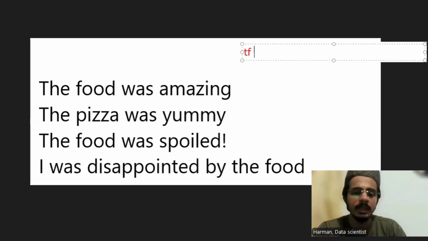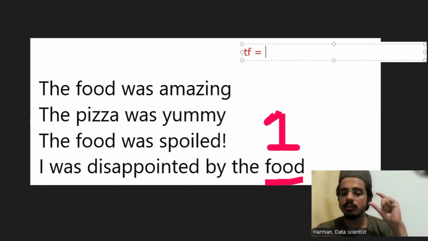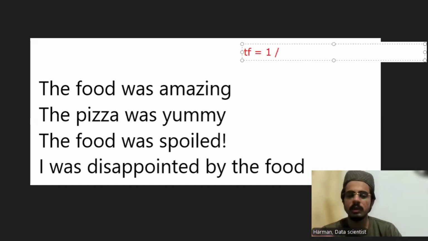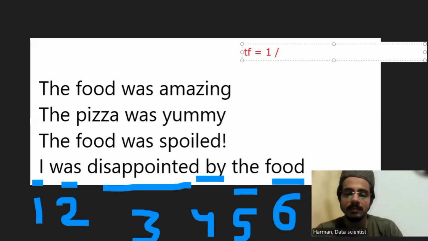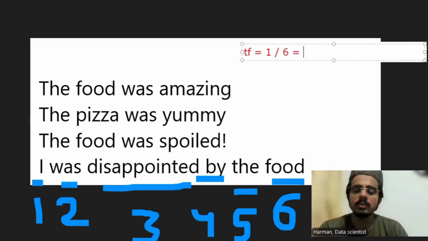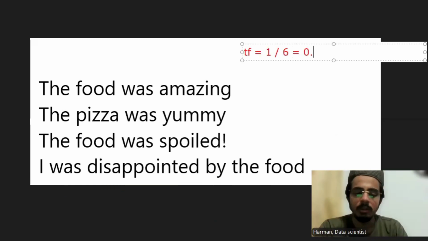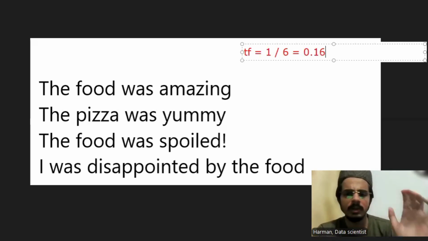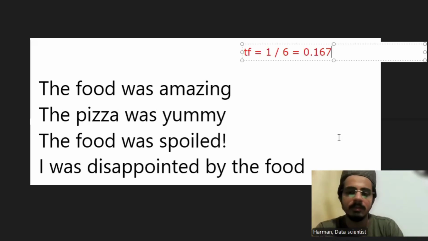So the term frequency will be how many times the term "food" appears, one time, divided by the total number of terms, which are 1, 2, 3, 4, 5, 6. Okay, there are 6 terms. So 1 divided by 6, 0.16.